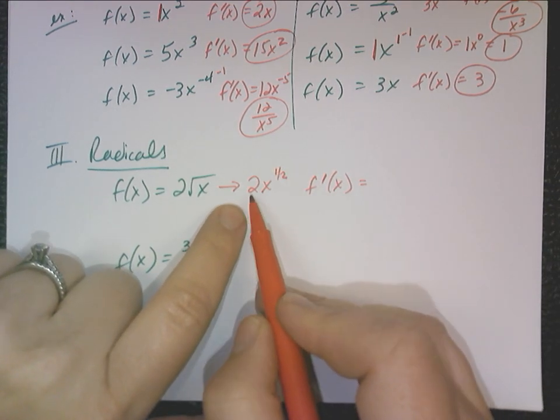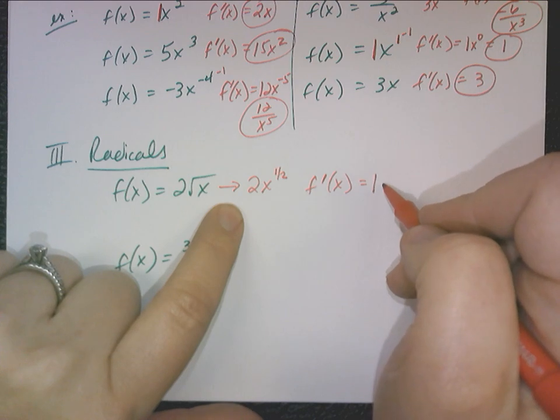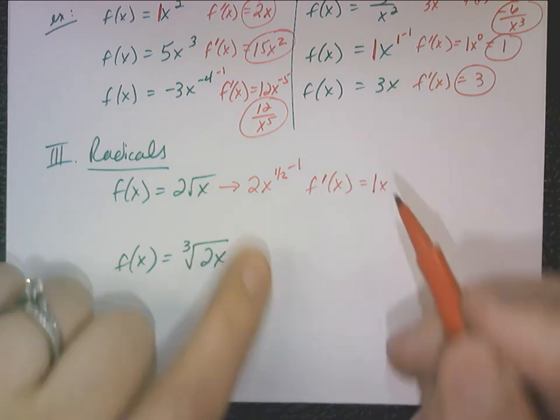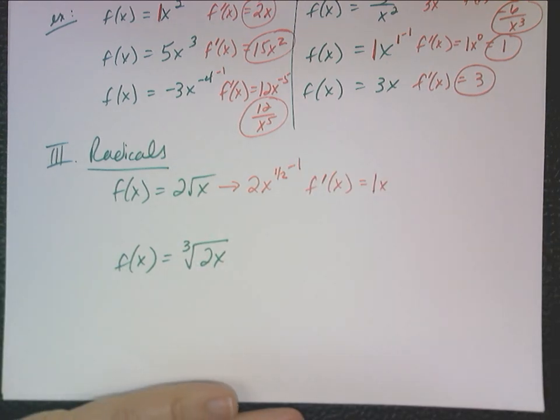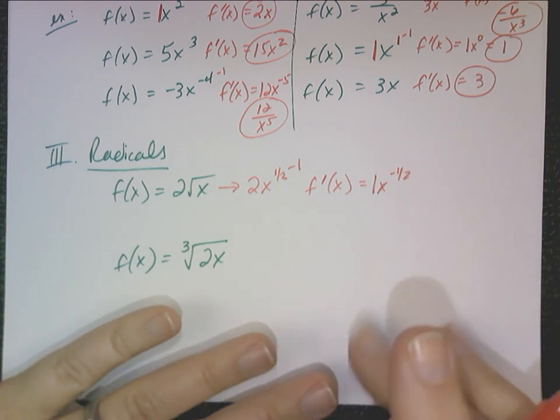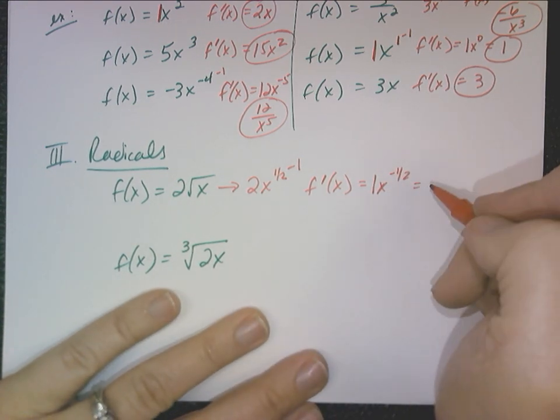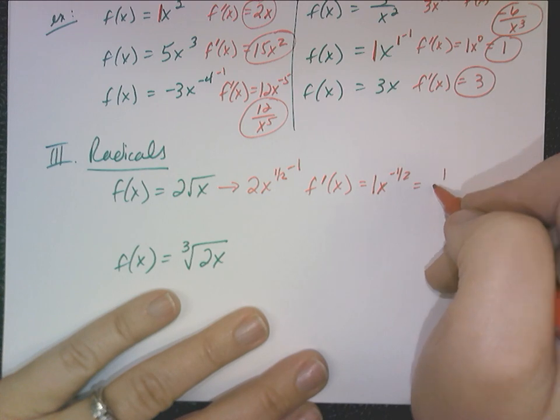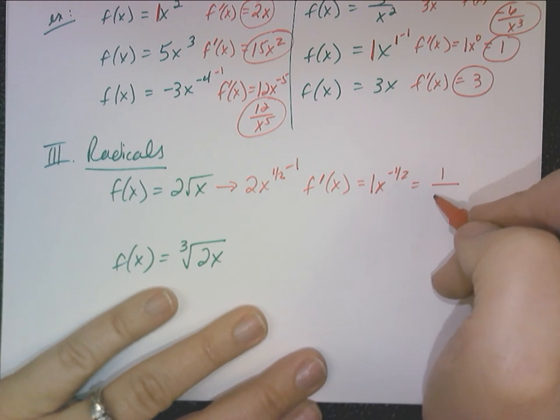1/2 times 2 is what? 1. And you could write it there just for now. But take away 1 from 1/2. What's that? Negative 1/2. Again, don't leave it like that. I want it written as a positive exponent, so this would be 1 over square root of x.